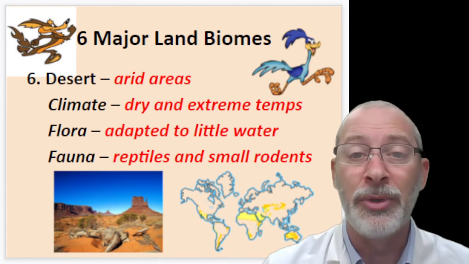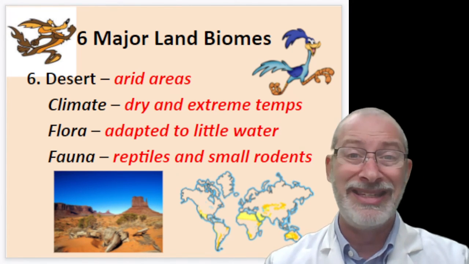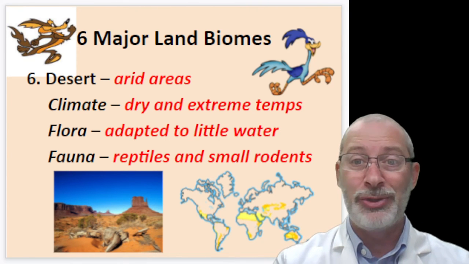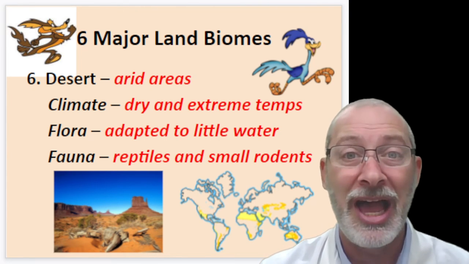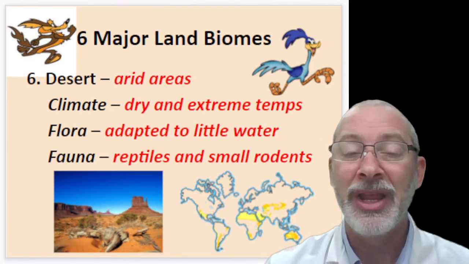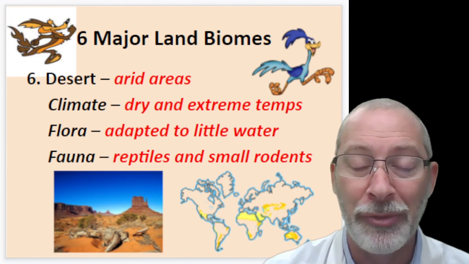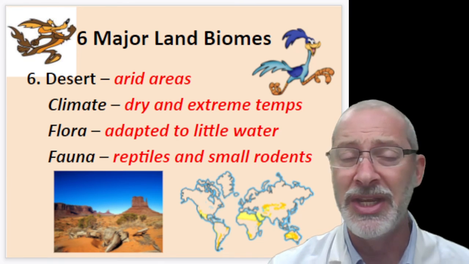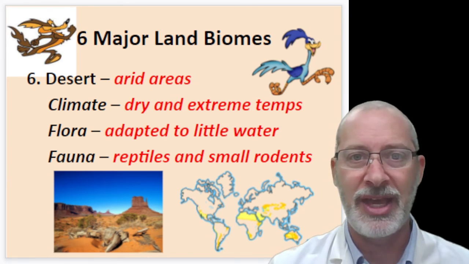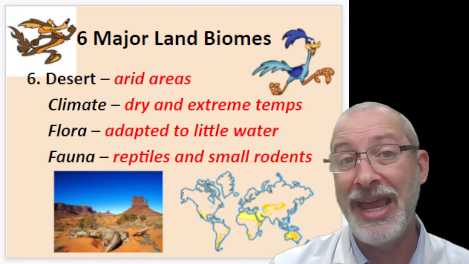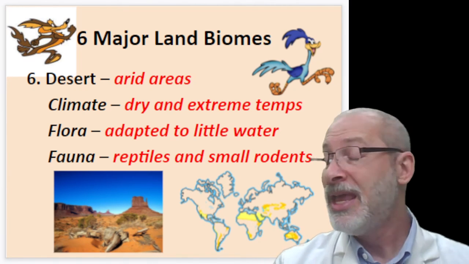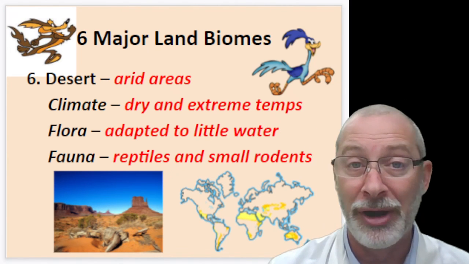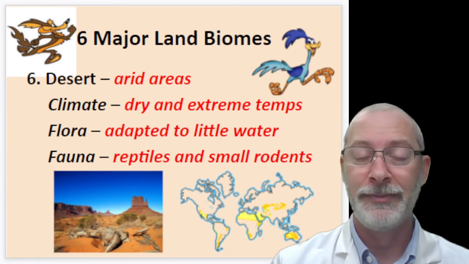What kind of animals do you find in a desert environment? Well, my two favorites here are the coyote and roadrunner. I just love the coyote and roadrunner. The coyote is a super genius, and I love the gadgets that he comes up with to try and catch the roadrunner. And I just love the roadrunner and how fast the roadrunner is.